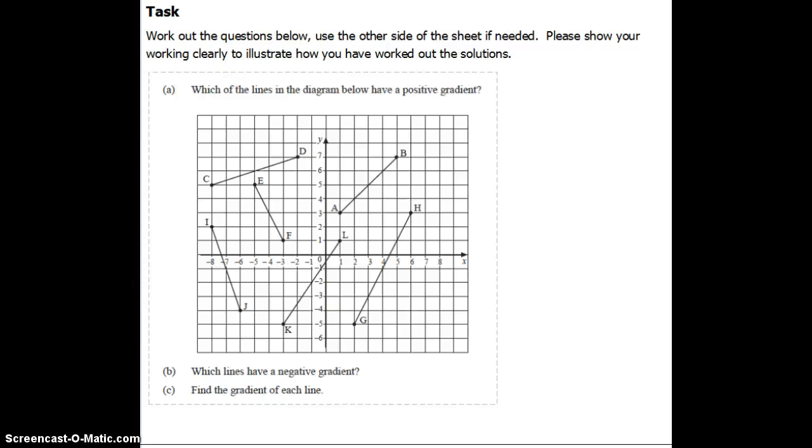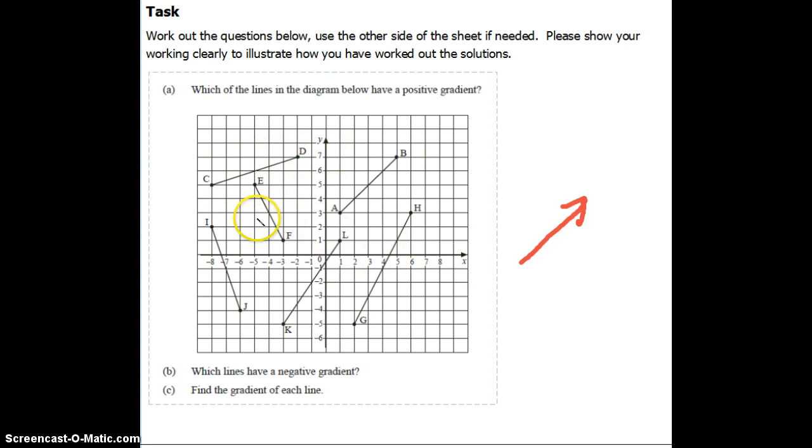Okay, so the homework task wants you to work out which lines have got a positive gradient. What we need to remember is that with a positive gradient, going from left to right, the line is moving up. So I can see that this line here has got a positive gradient because as I go from left to right, I go across, I'm going up.